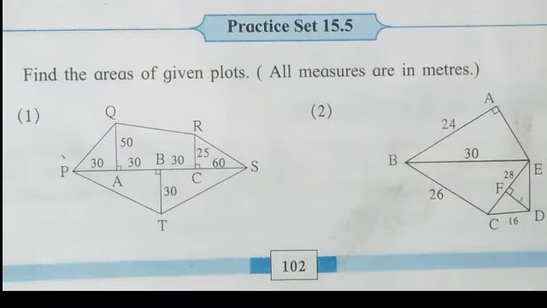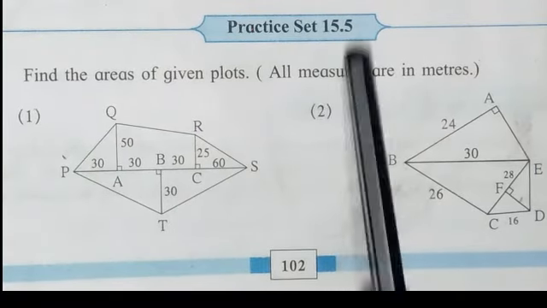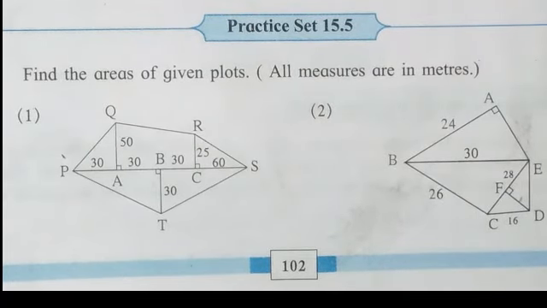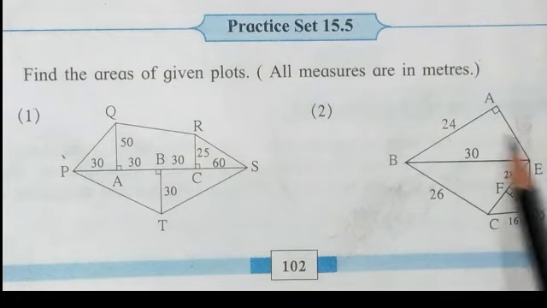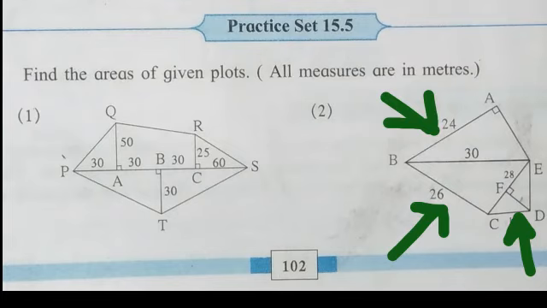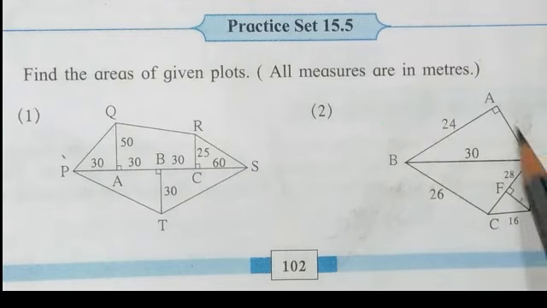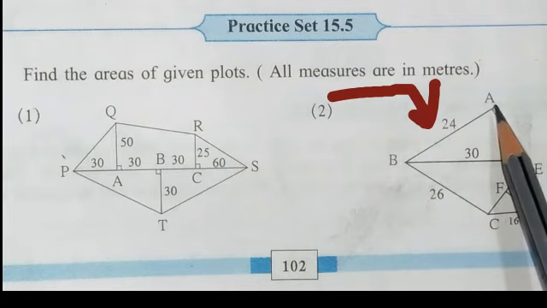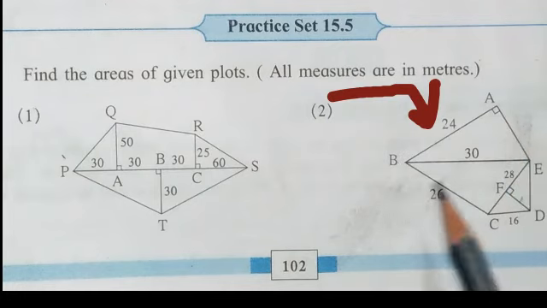Now students, let's move towards question number 2 from 15.5. Here, this is also one type of plot given and we have to find out its area. As I have told, you have to divide this whole plot into some geometrical figures. So to find out the area of this plot, we have to divide this diagram into 3 sections. If we look at the first upper section, that is nothing but a right angle triangle. This sum you have to solve on your own.